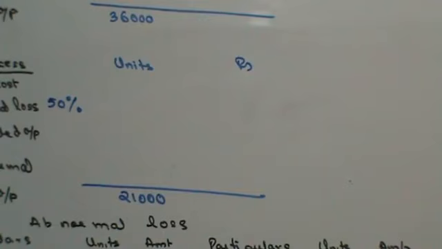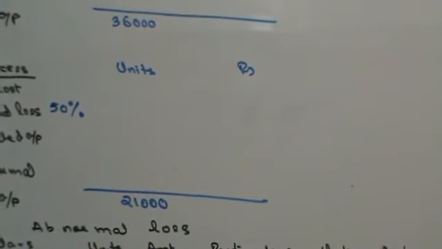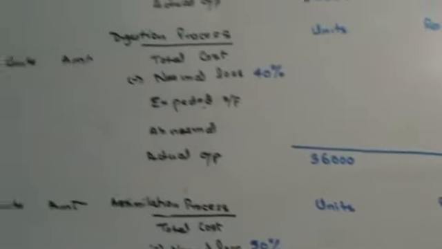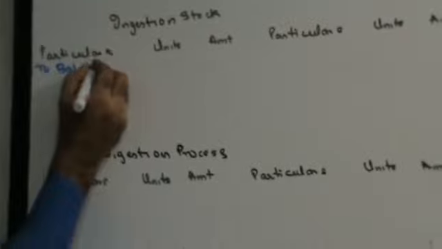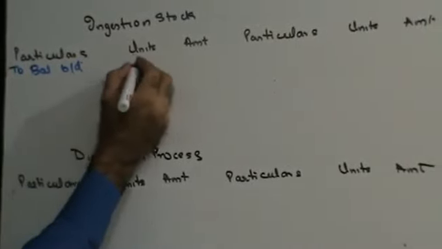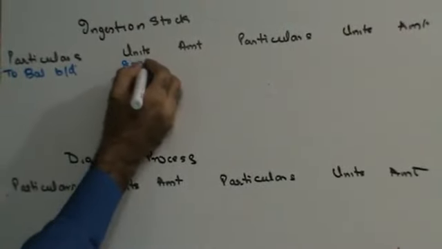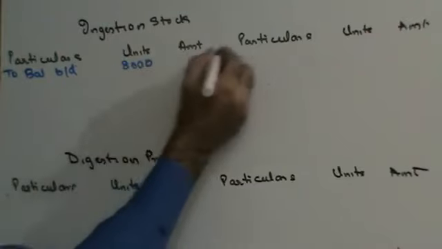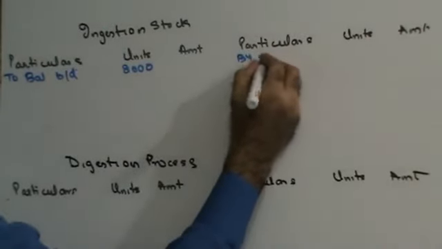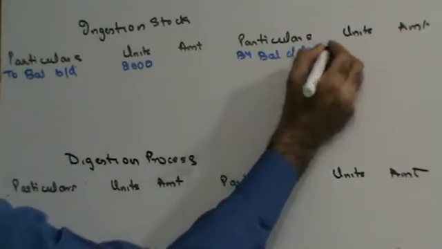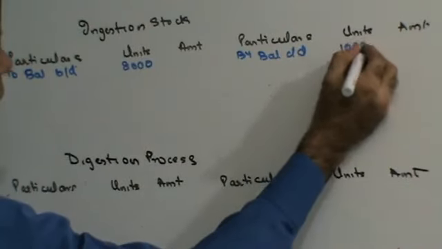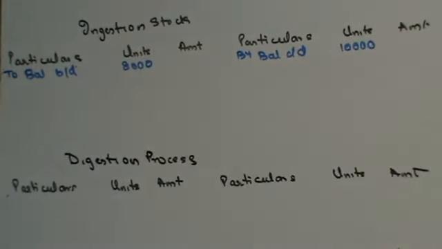Okay. Now, they give you stock process output. So these are the stocks as of 31st December 2003. That means two opening stock, that will be two balance brought down. Opening stock is 8,000 units for ingestion process, and closing stock, balance carry down, is 10,000 units.